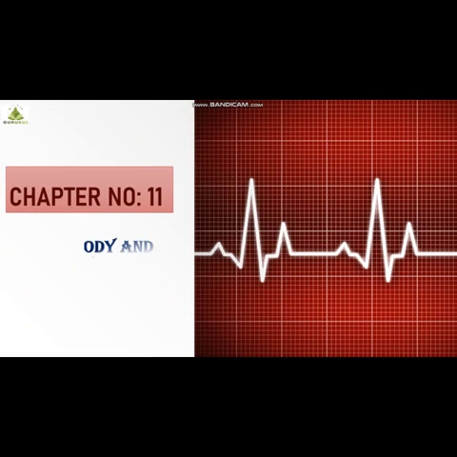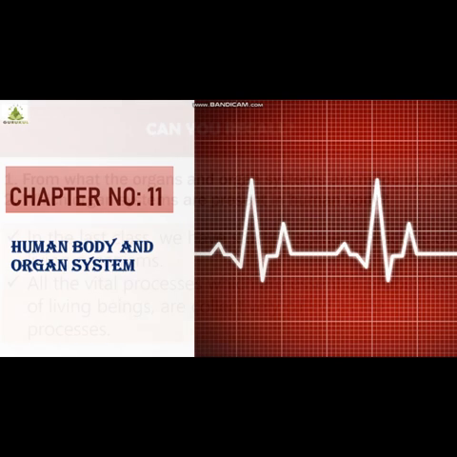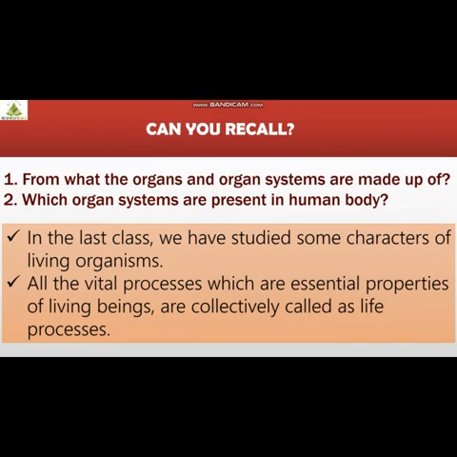Chapter number 11 we are studying, and what is the topic of the chapter? Human body and organ system. Can you recall, students, what the organs and organ systems are made up of? Just think for a while, try to recollect what we have learned in standard 7. How are these organs and organ systems formed?